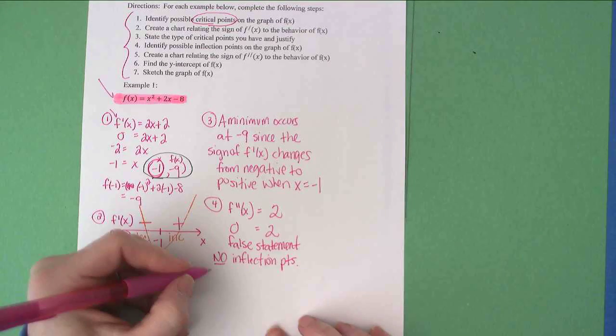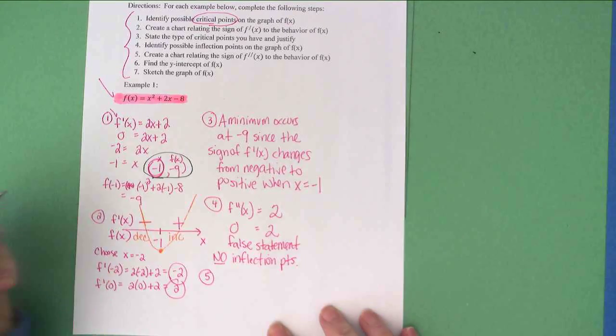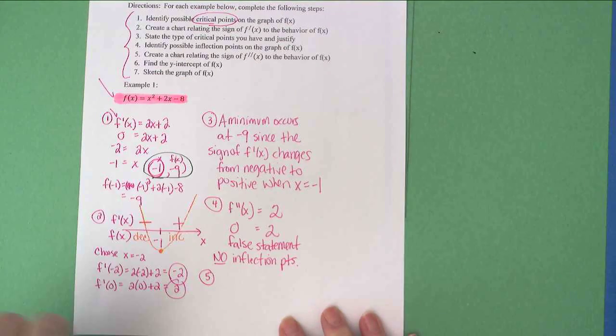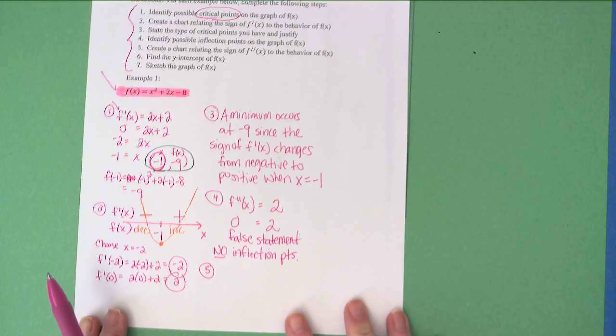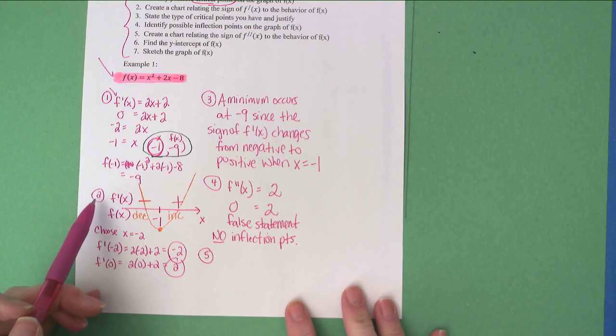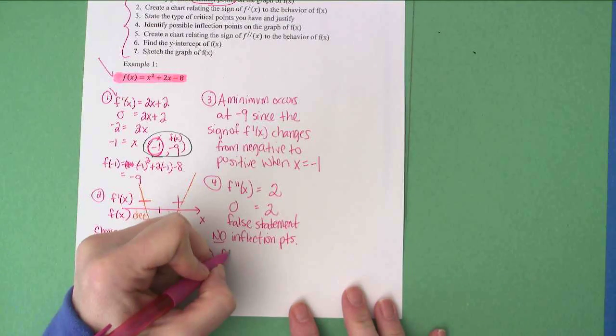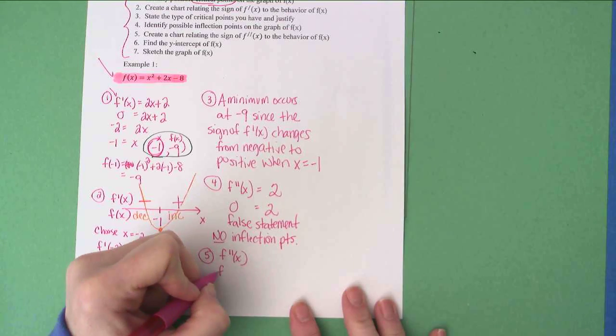Okay, step 5 says create a chart relating the sign of f double prime of x to the behavior of f of x. This chart is going to look exactly like the chart from step 2, only it's going to be an f double prime chart. So it'll look like this, f double prime of x, f of x.